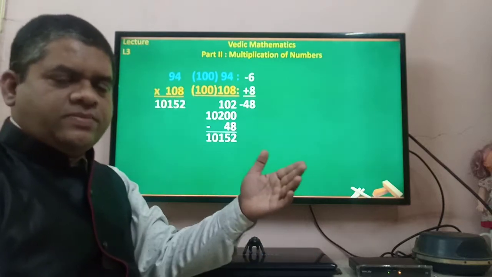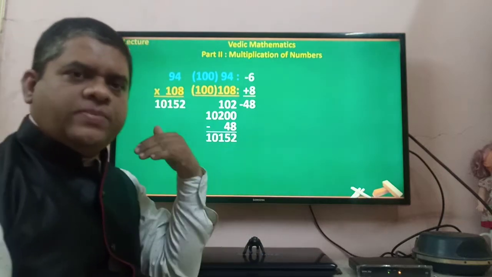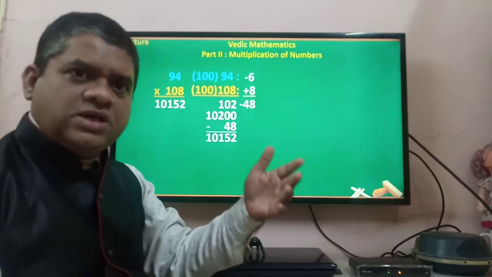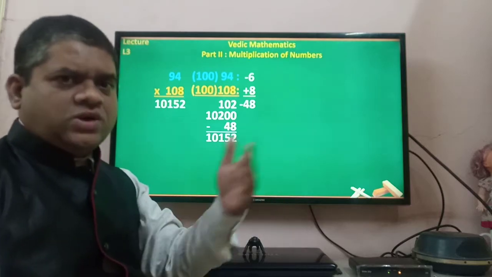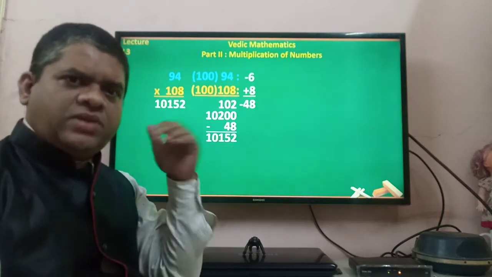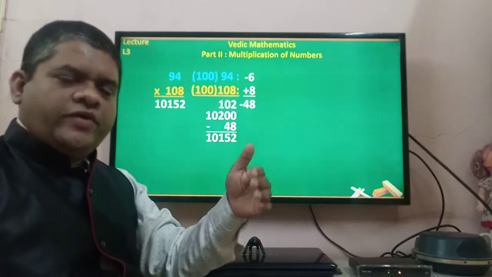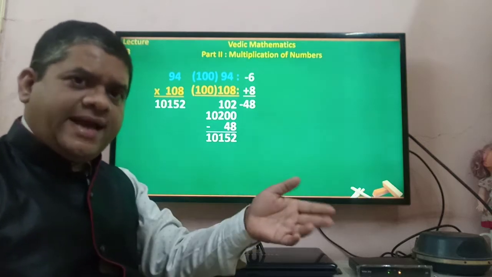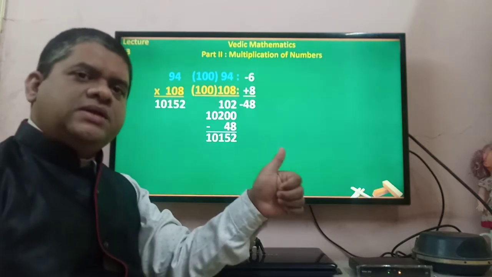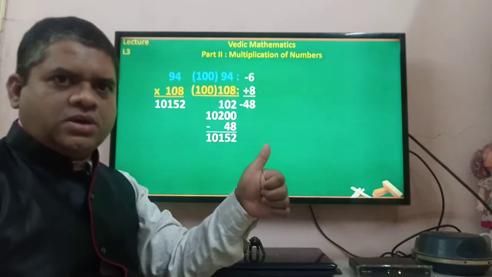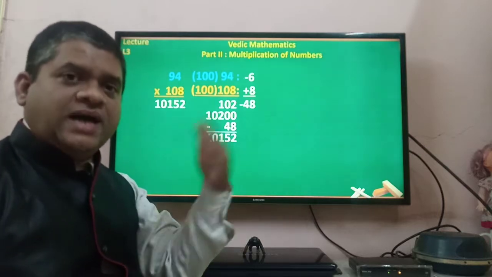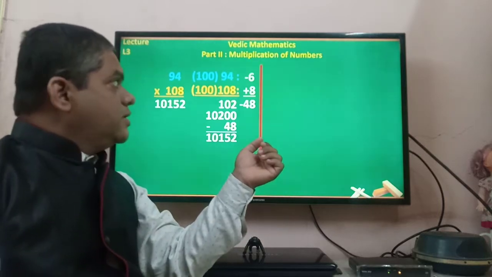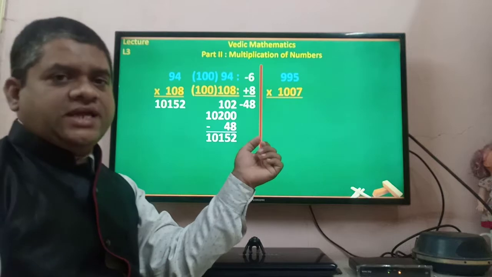Follow the same concept, and whenever you want to appear for any competitive exams, a calculator is not allowed, and time pressure is also there. So when you want to solve it accurately and quickly, this Vedic mathematics is going to help you a lot. And it will work like magic. Then we'll see the next example.